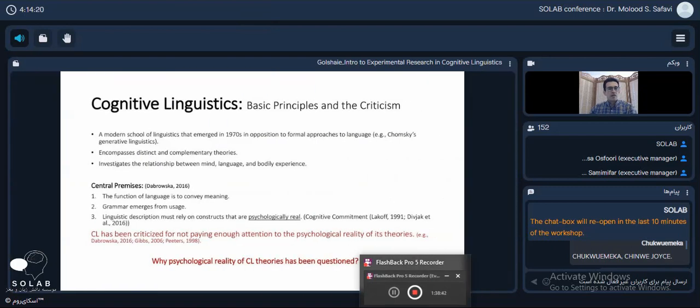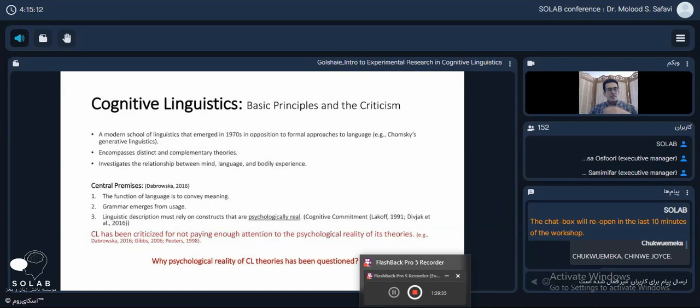So, cognitive linguistics, as you know, is a modern school of linguistics that emerged in the 1970s in opposition to formal approaches, which were very fashionable in those days, like Chomsky's generative linguistics. And since it's not a single theory and it encompasses distinct and complementary theories, it is usually called a movement or enterprise. And in cognitive linguistics, the relationship between mind, language, and bodily experience is investigated.